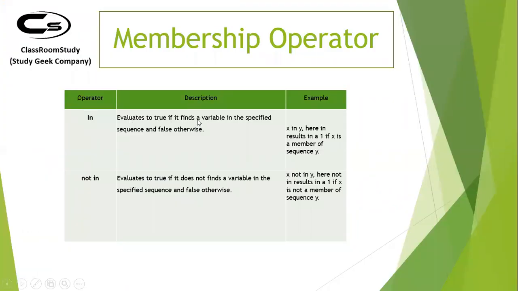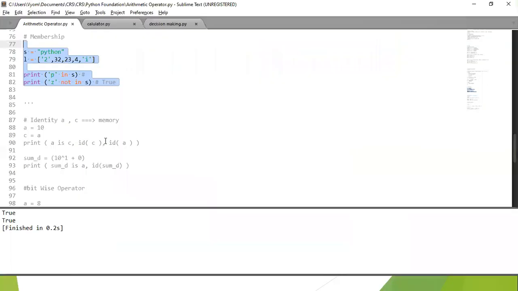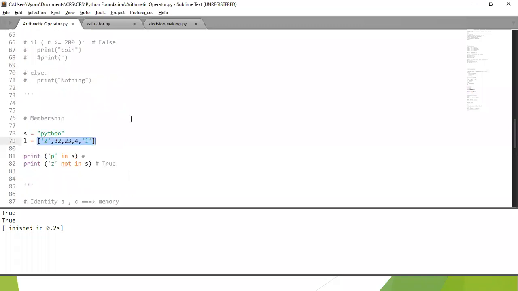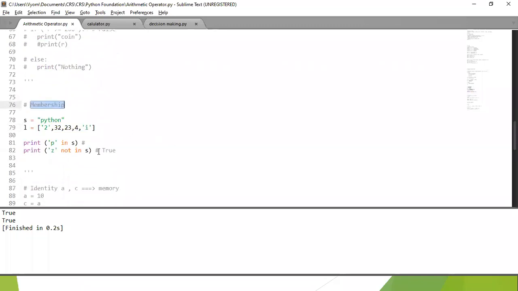It evaluates to true if it finds a variable in the specified sequence and false otherwise. It takes two operands, right side and left side. If you write x in y, it results in 1 if x is a member of sequence y. Basically, let's say you have this string, which is s, and then you have a list like this. If you want to use your membership operators, in and not in, in the case of in, what will happen?